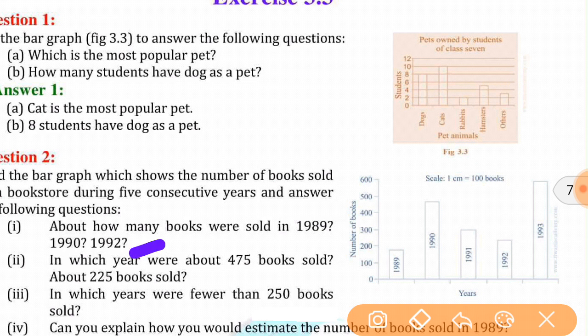So the question was, which is the most popular? Popular means the animal which the most number of students have. So which one shows the highest here? That is cat. So cat is the most popular pet here. Next, question B: how many students have a dog as a pet? Just now I explained dog; the bar went till 8. So 8 students have a dog as a pet.